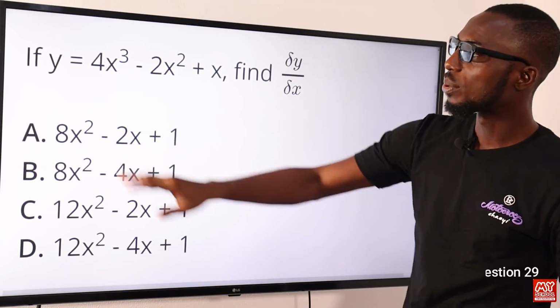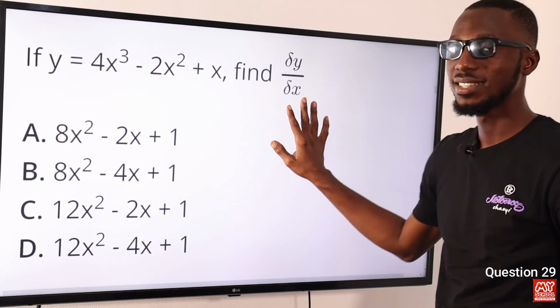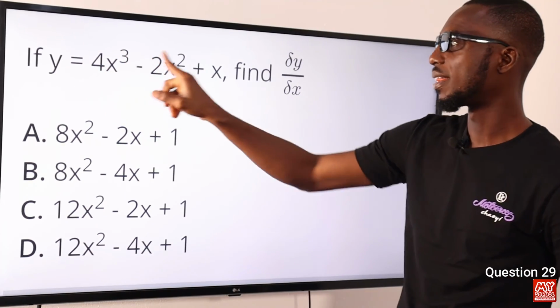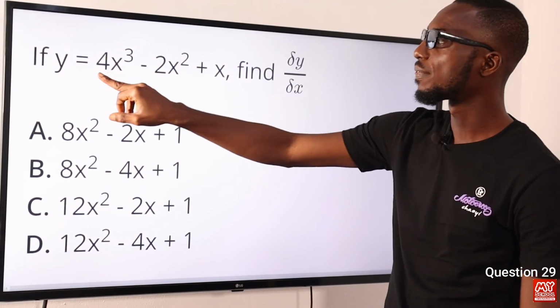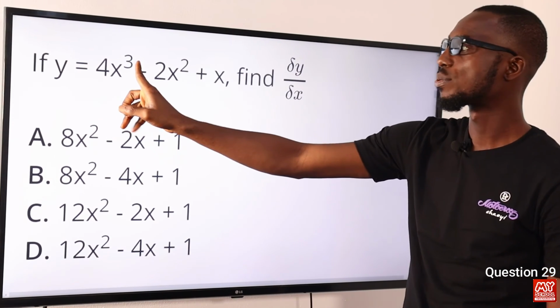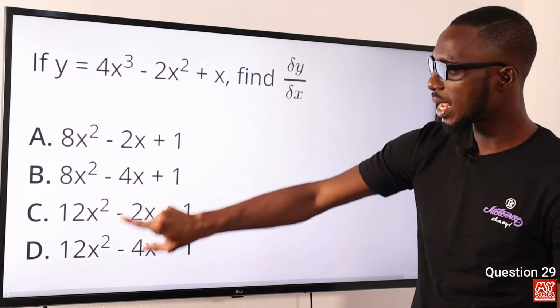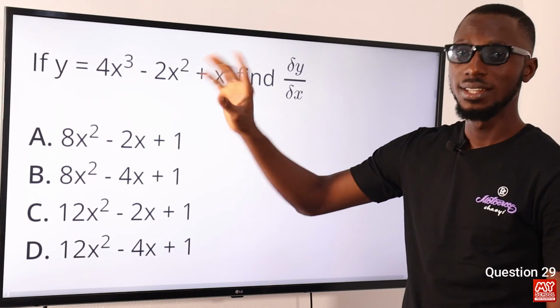29. If y equals 4x cubed minus 2x squared plus x, find dy/dx. Okay, so we have to differentiate. So all you need to do is just to multiply this by this, the power by this. Exactly. So 3 times 4, that is 12. So 3 minus 1, that is 2. So I'll be having 12x raised to power 2. Do we have any options like that? We can find C and D. So automatically A and B are discarded.